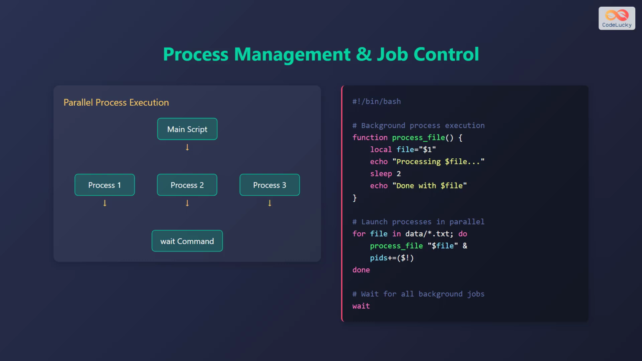Let's understand with the code. The processFile function simulates processing a file by printing a message, sleeping for 2 seconds, and then printing another message. The script launches multiple instances of the processFile function in parallel, using a for loop and the ampersand symbol. The wait command is used to wait for all background jobs to complete.